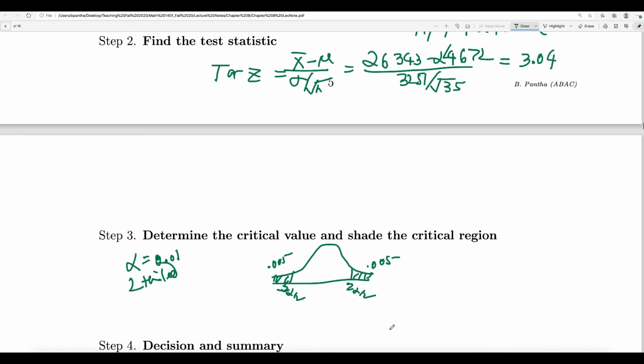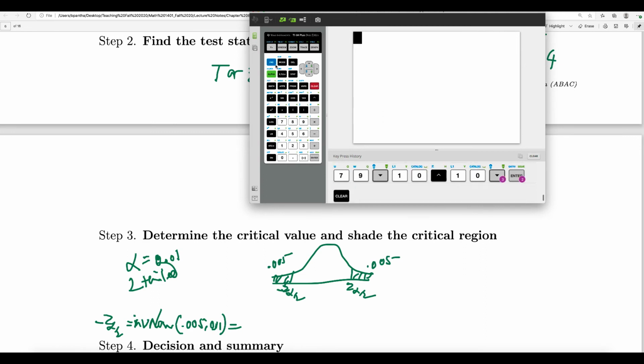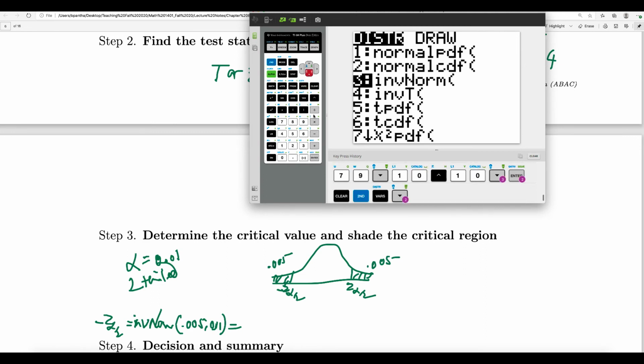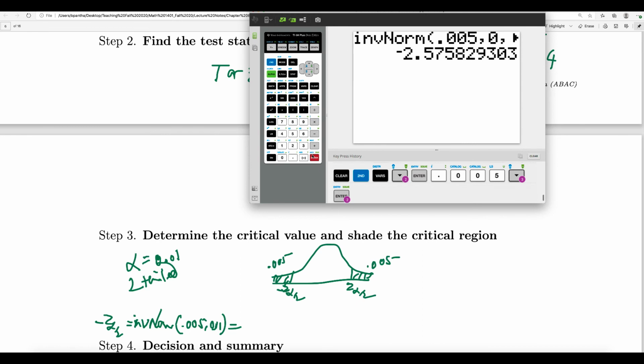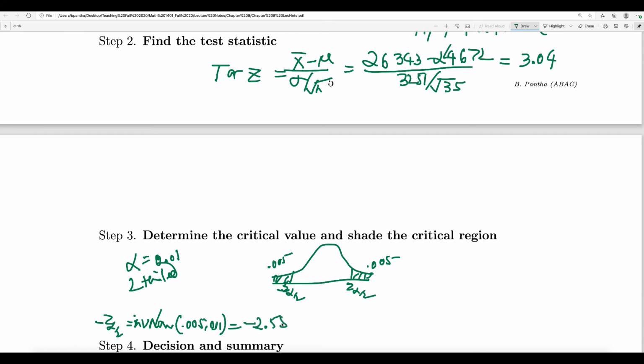So how do we find negative z alpha half? You need to use inverse norm, 0.005, then 0, 1. That will give you that value. Let me go to the calculator. Let me clear what I have. Second, then vars, go to inverse norm. What is the area? 0.005, right? Then go down to paste. If you hit enter, you will get negative 2.58. The other value will be positive 2.58, because that is z alpha half. You just take the negative sign off. So this is negative 2.58 and 2.58.